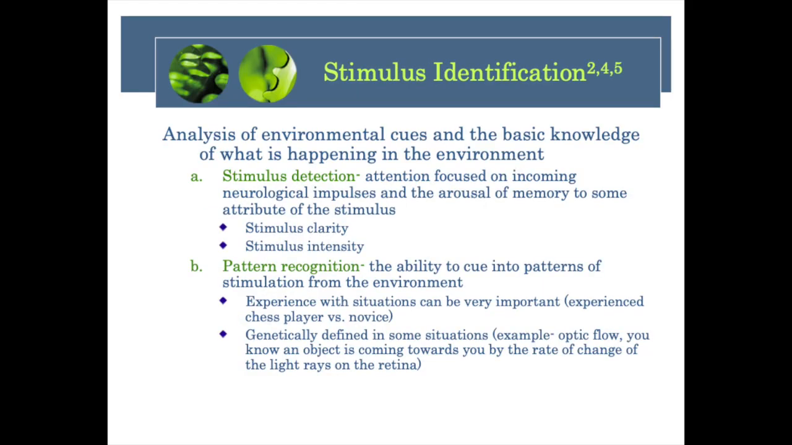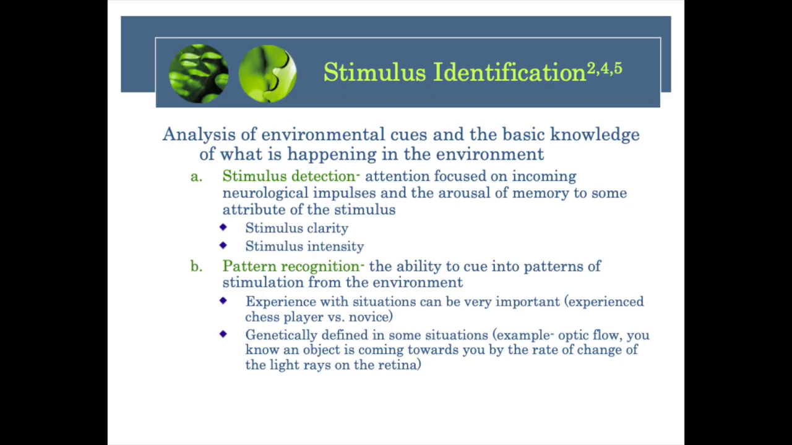All right, so the first stage of information processing is stimulus identification. As you saw from the figure on the previous slide, this probably happens first, so probably in serial in relation to information processing. During stimulus identification, we're figuring out what the environmental cues are that are important to us at the moment, and then trying to put together a picture of the environment and what's happening.